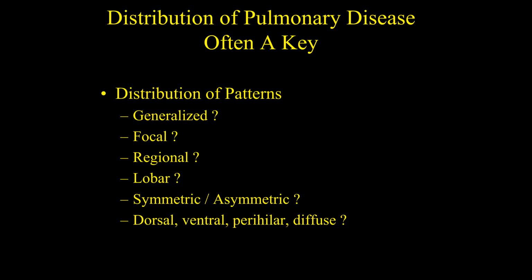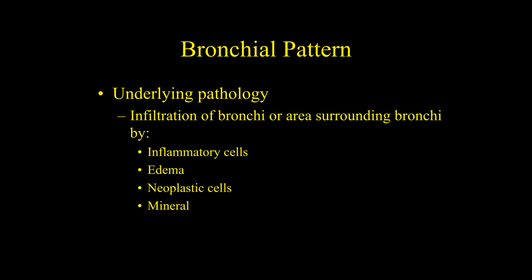We also have to worry about whether it is symmetric or asymmetric. If it affects the caudodorsal lung fields, does it happen on both sides? And if it happens on both the right and left sides, does it appear basically the same on both sides? So symmetric or asymmetric distribution of these patterns. That's what we're going to have to talk about when we talk about the distribution. So first off, let's talk about the first pattern. This one's pretty easy, the bronchial pattern.